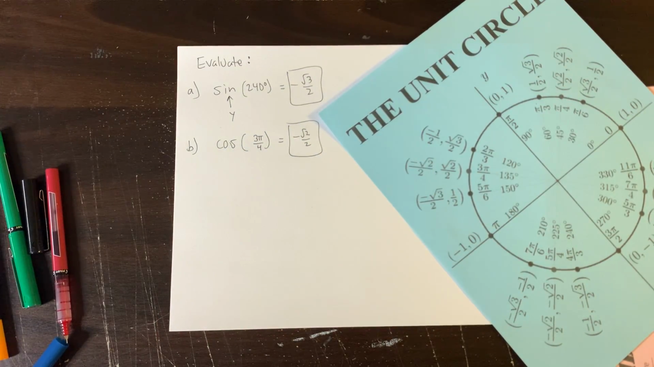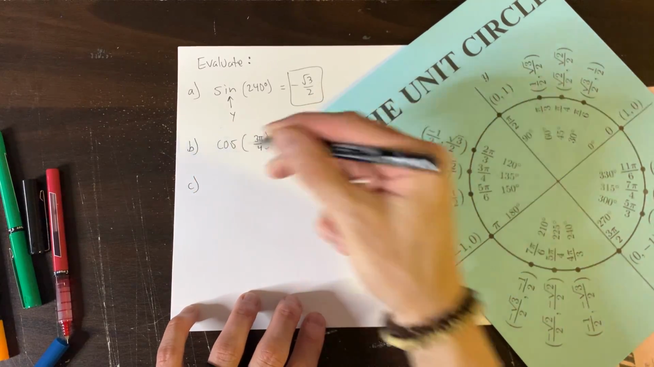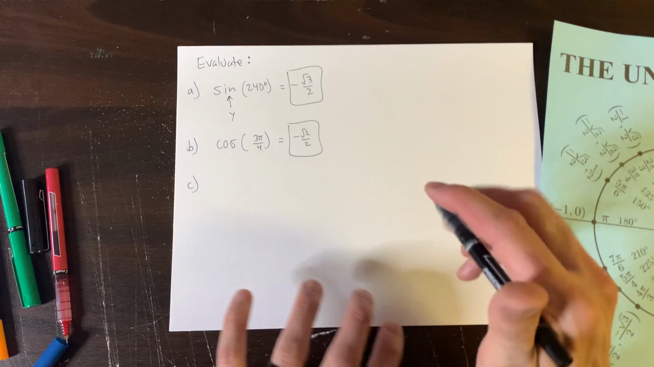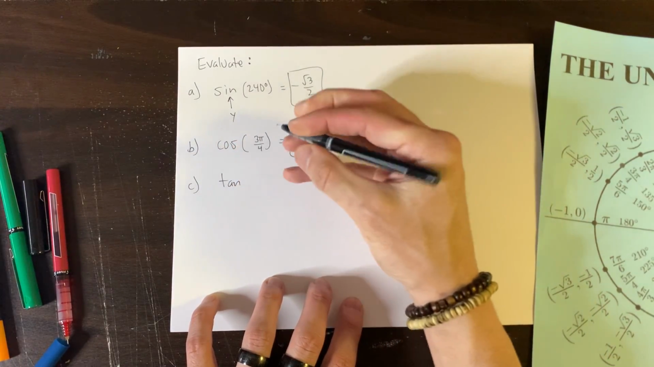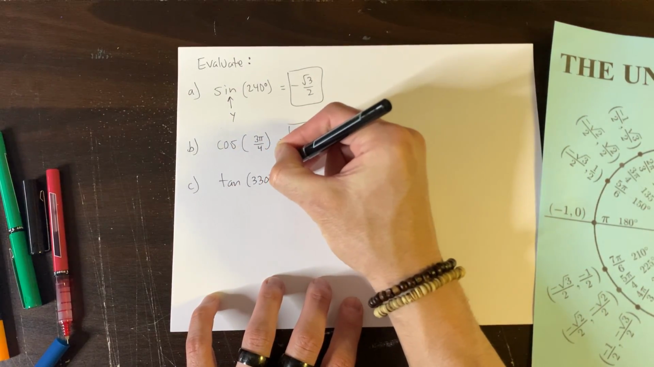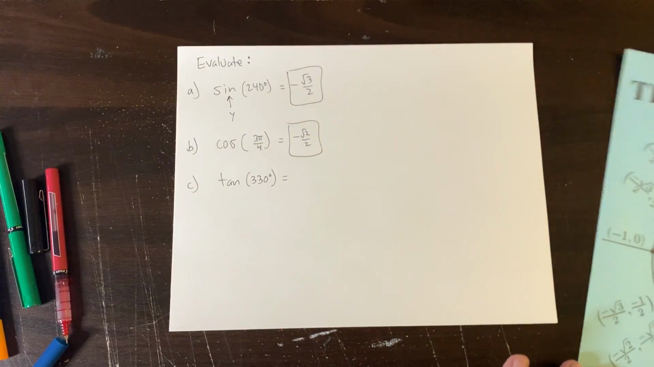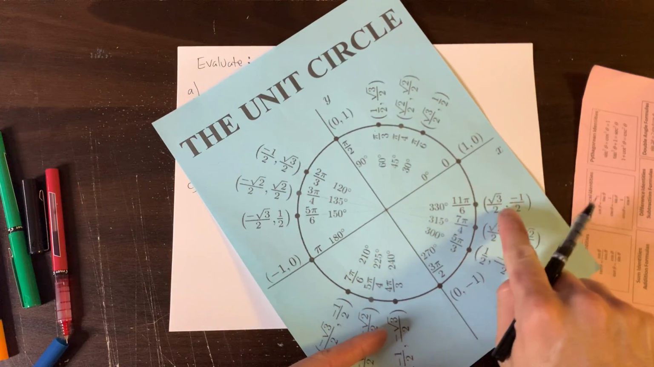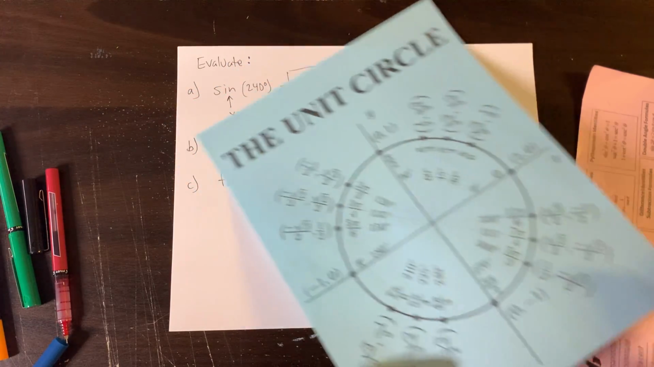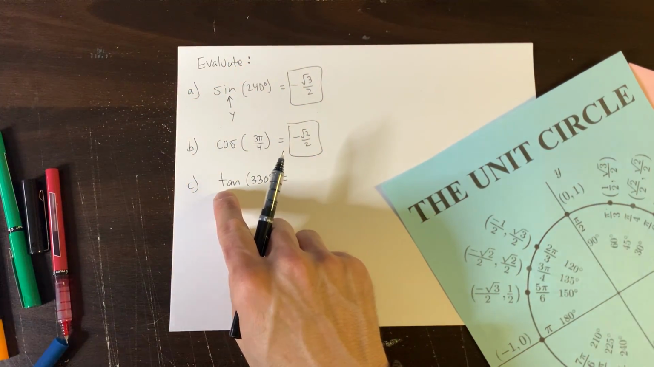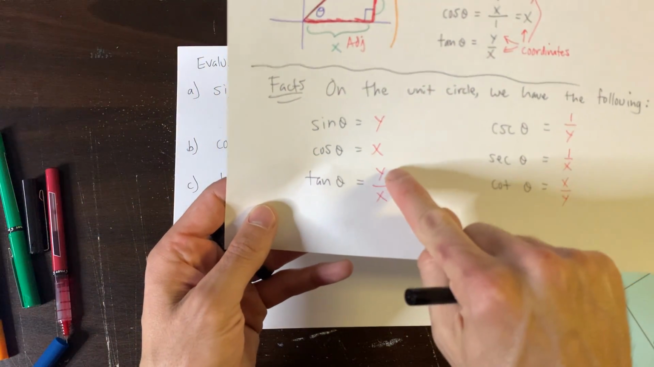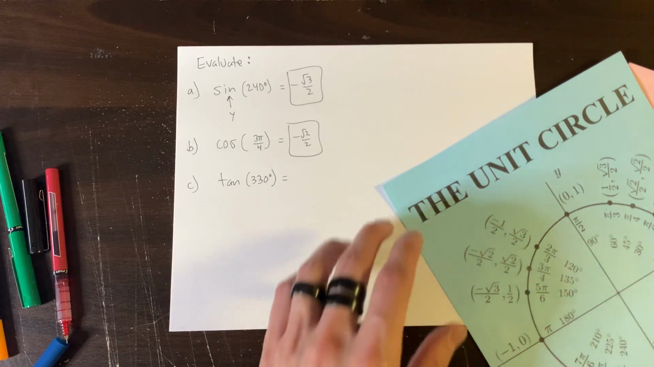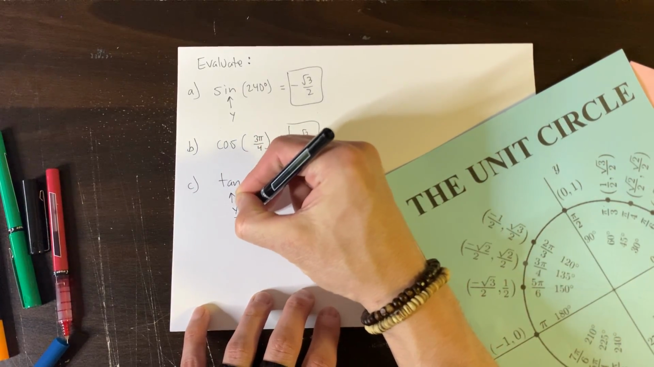Done. Now this concept does get more interesting, so let's not be in a hurry here. What about part C? The tangent of 330 degrees. Okay, so let's go to 330 here on the unit circle. 330 is over there. So those are the coordinates. Now what's with tangent? Look at your notes. Tangent is the y divided by the x. So it's the y coordinate divided by the x coordinate. That's what tangent is. It's the y over the x.